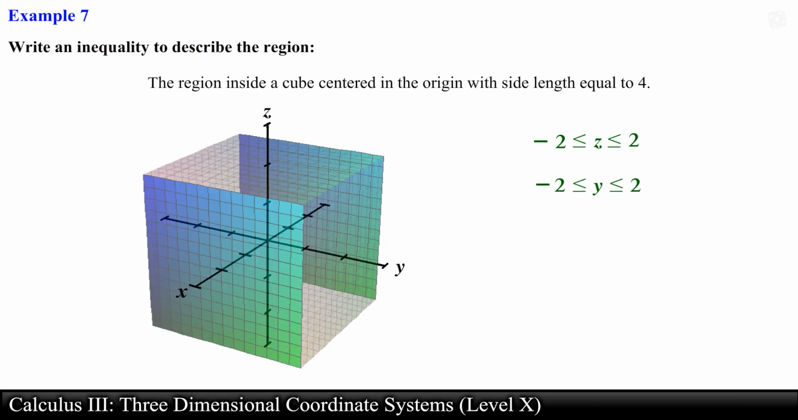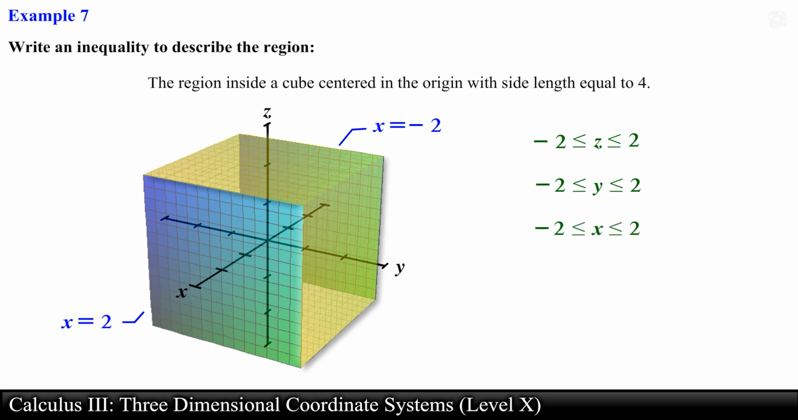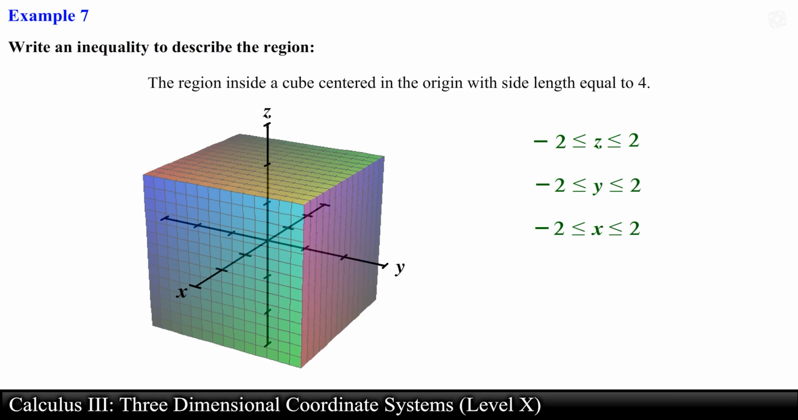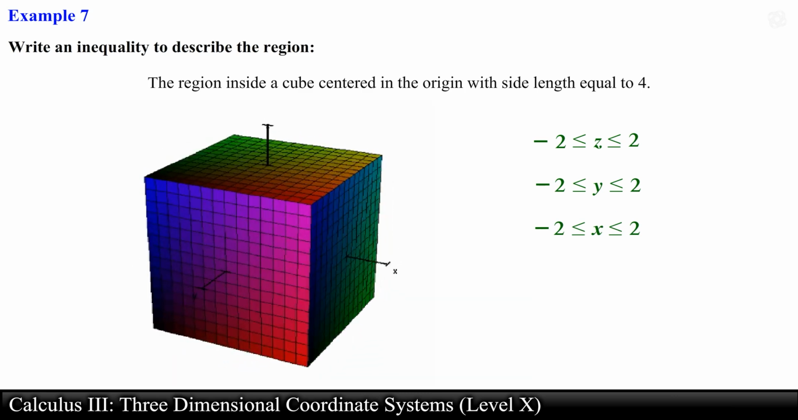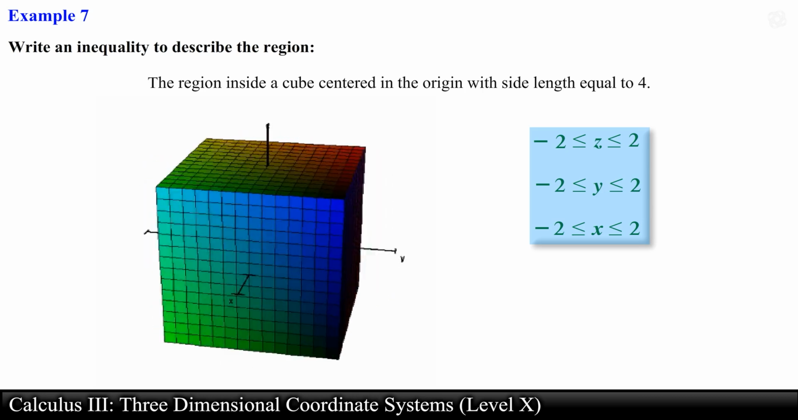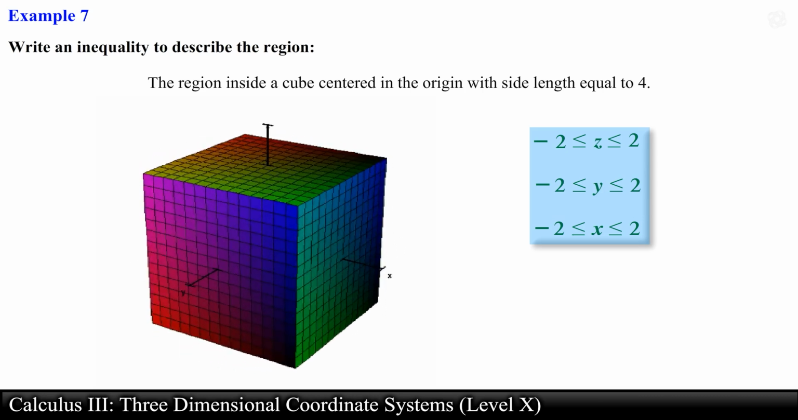And finally, the front and back faces of the cube are parallel to the yz plane and can be obtained by graphing the equation x equals 2 and x equals negative 2, respectively. And the region between these two planes can be expressed as follows. So the inequalities that define the set of all points inside a cube centered on the origin with side length equal to 4 are defined by these three inequalities.